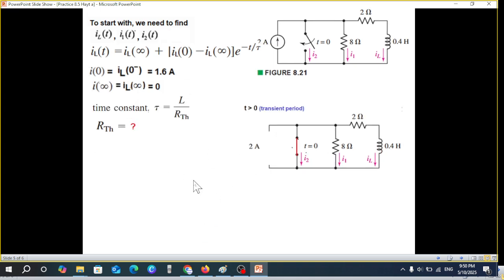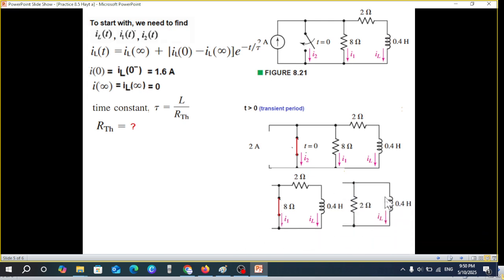So we were up to this point trying to find R Thevenin. And now you can see this is short-circuiting the 8 ohm resistance. So we can short-circuit this. So this is the remaining circuit, and if we redraw, it will be like this. So this is the resistance and this is our inductor. So it's easy. R Thevenin is 2 ohm.